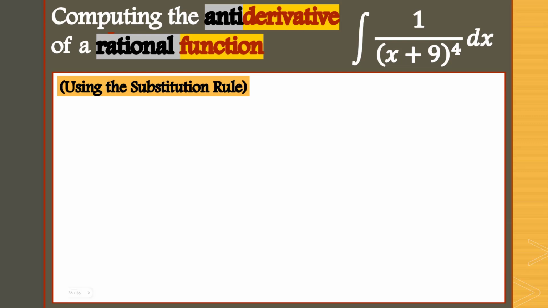We have the chain rule, and this same example was already solved using the chain rule in the previous video. Please try to review that video because using the chain rule previously, our answer for the antiderivative of this given function is equivalent to -1/3 times (x plus 9) raised to the power 3 plus c. This was the result using the chain rule.